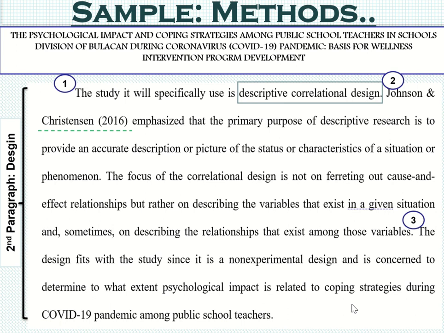So that's how you're going to write the first section, which is methods and techniques used. So again, your first paragraph will be about your research approach. Second paragraph is about your research design.